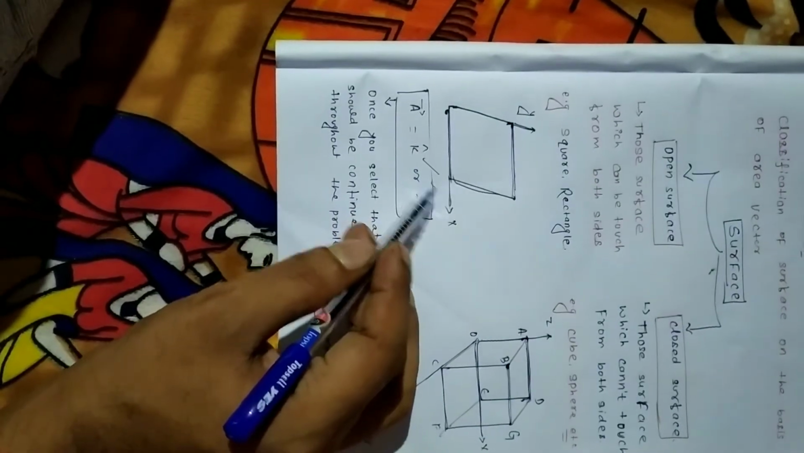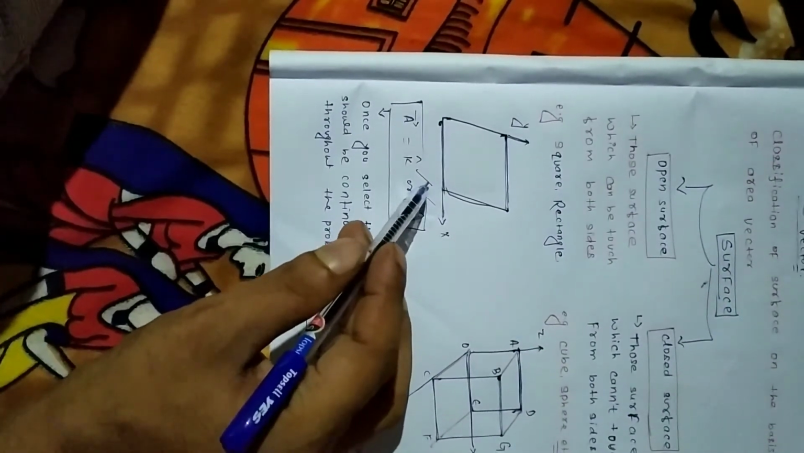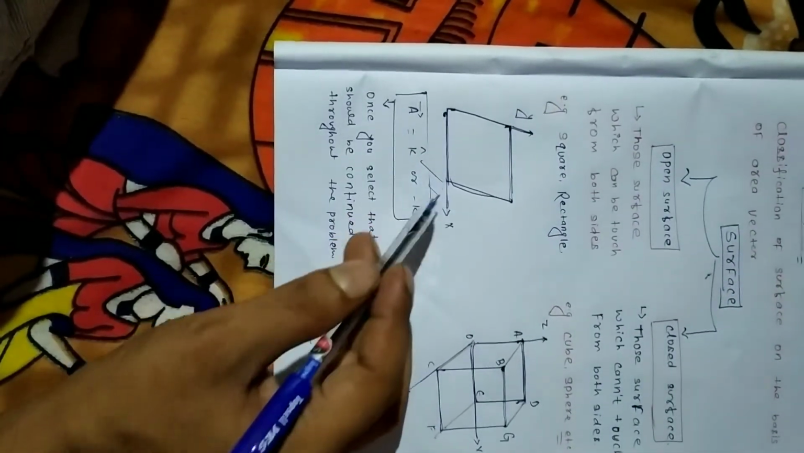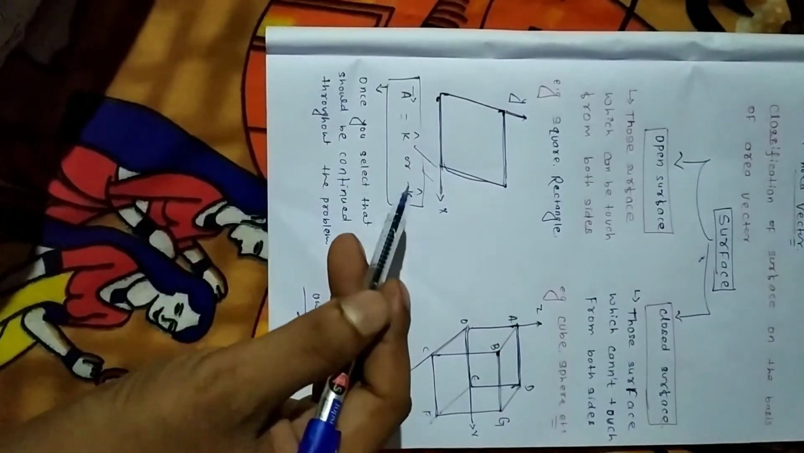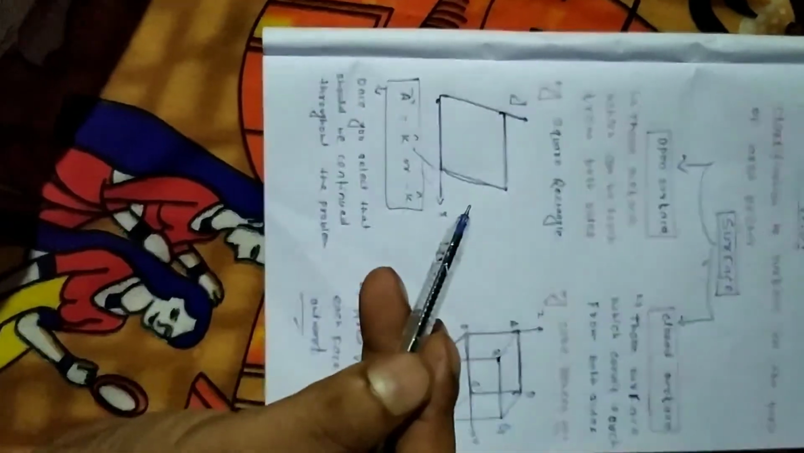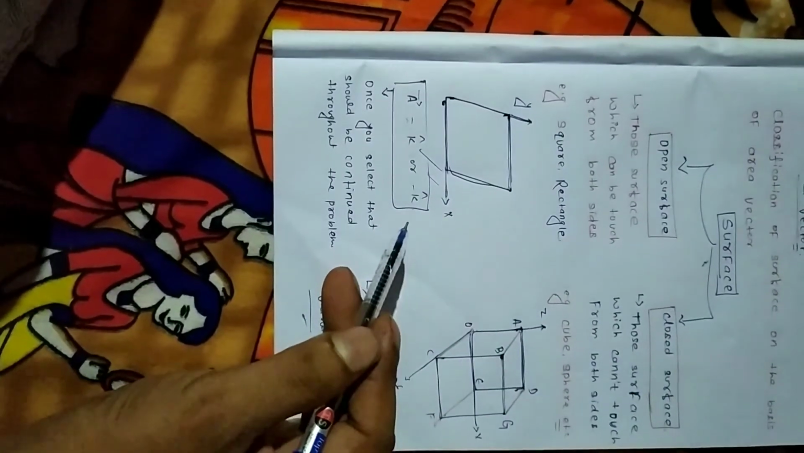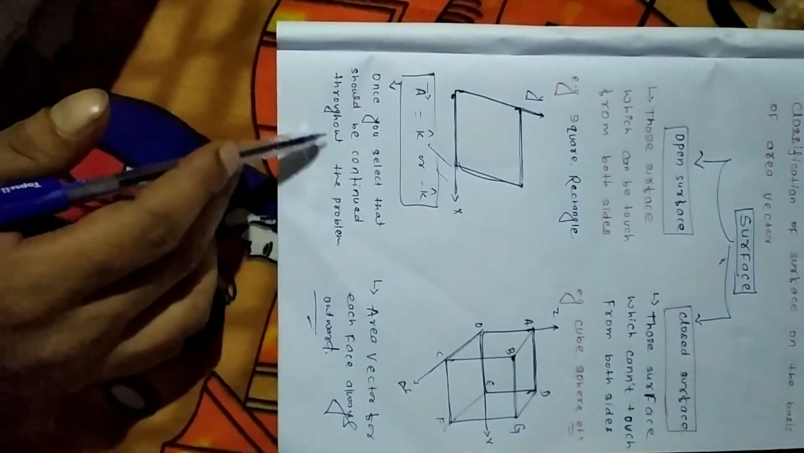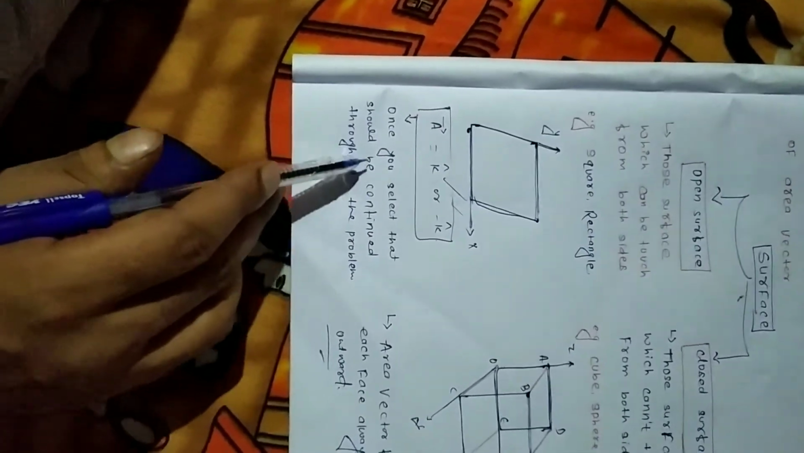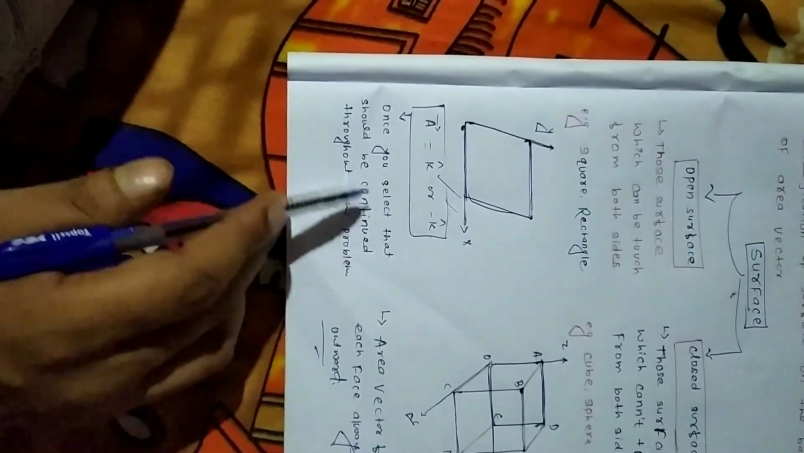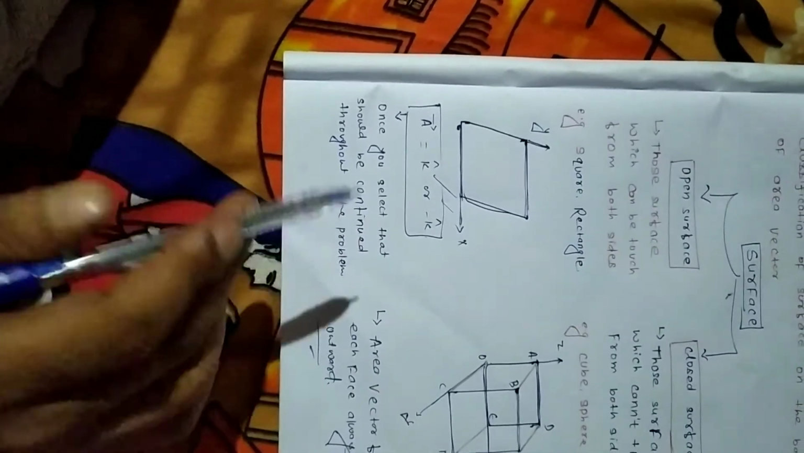Suppose I select k cap. So throughout the problem I have to stick with only k cap. I cannot go to minus k cap. Suppose one of my friends selects minus k cap. So he has to go through minus k cap, not k cap, right? So I just wrote the statement here: once you select an area vector, you should continue with it throughout the problem.